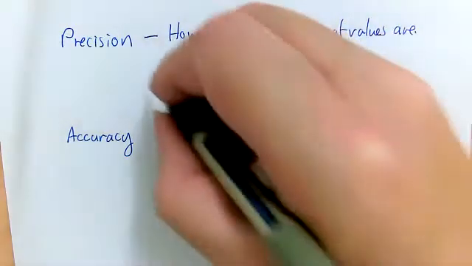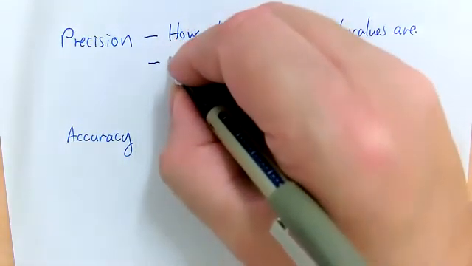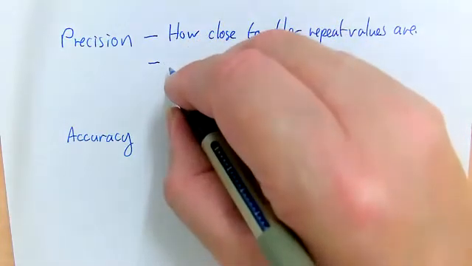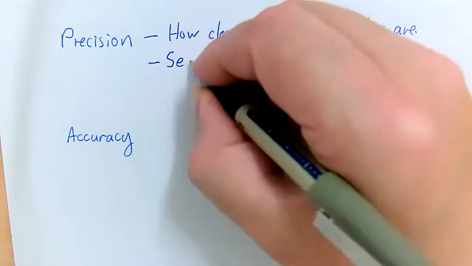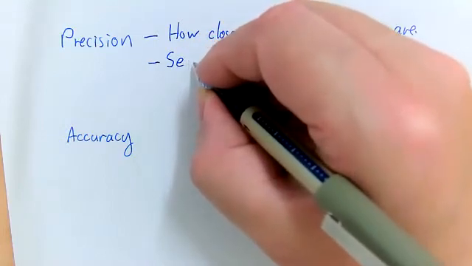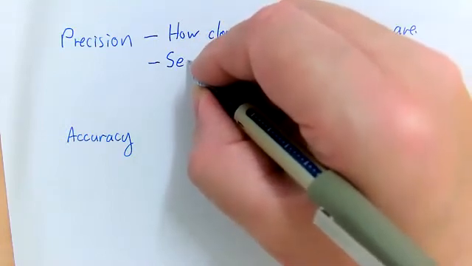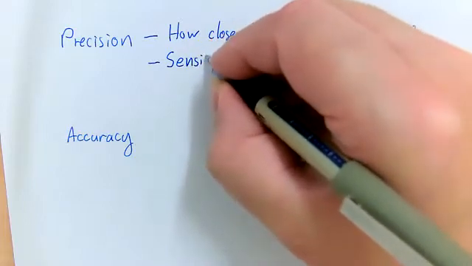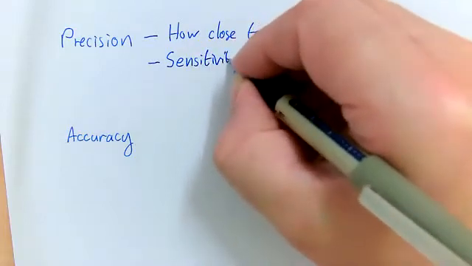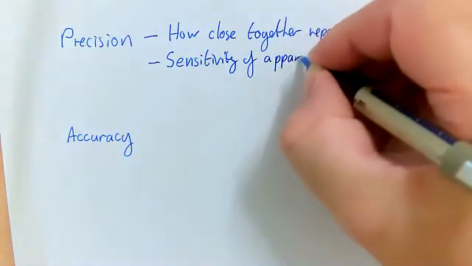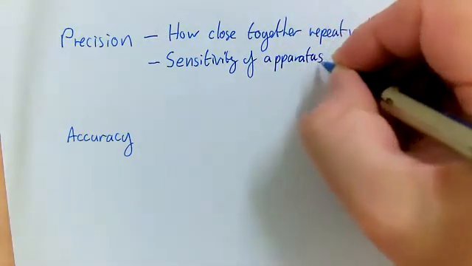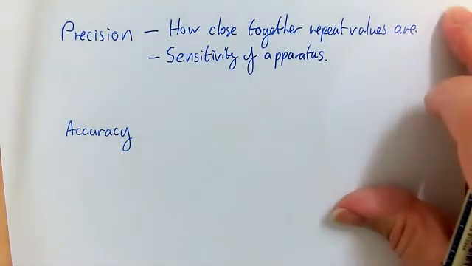Okay. It's also down to a thing called the sensitivity of the apparatus. So in other words, if you're looking at the precision of a piece of measuring apparatus, it is actually the sensitivity. Okay, so that tells you what precision is.